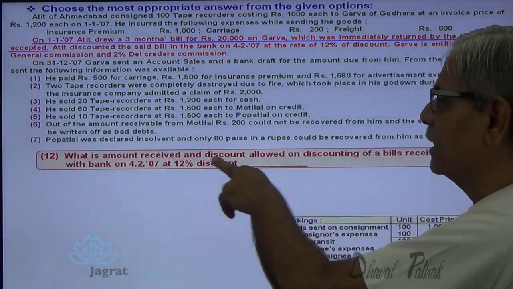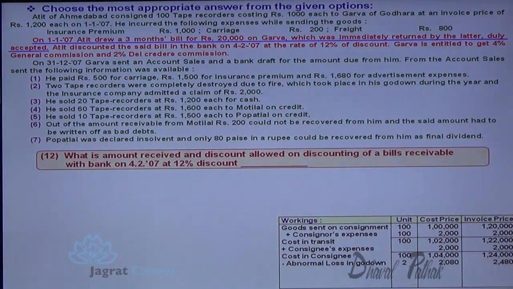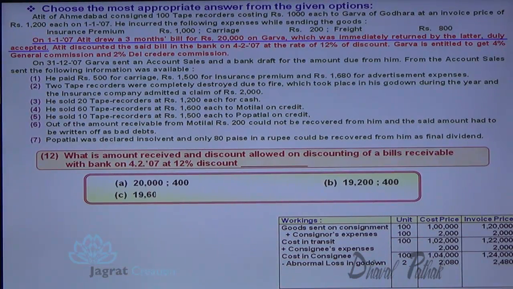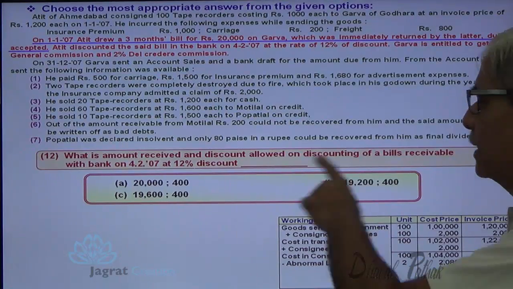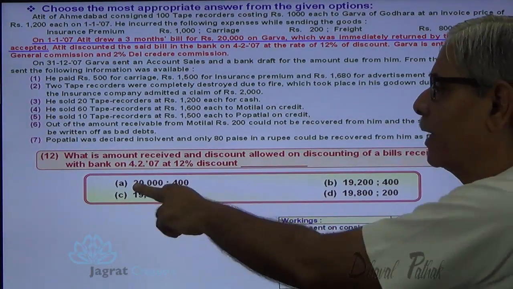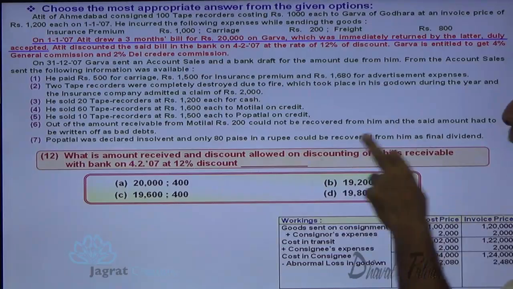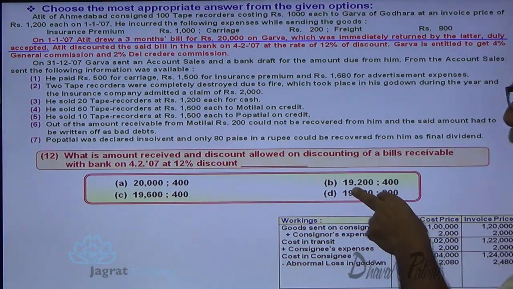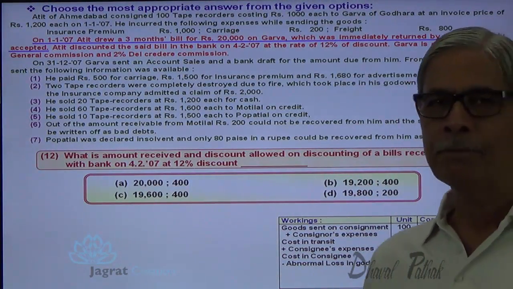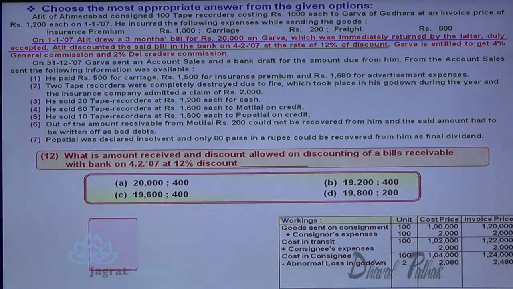What is the amount received and the discount allowed on discounted bills receivable with bank on 4th of February 2007 at 12% discount? So these are the options given to you: 20,400; 19,200 and 400; 19,600 and 400; 19,800 and 200. Now let me have a calculation and explanation for that.